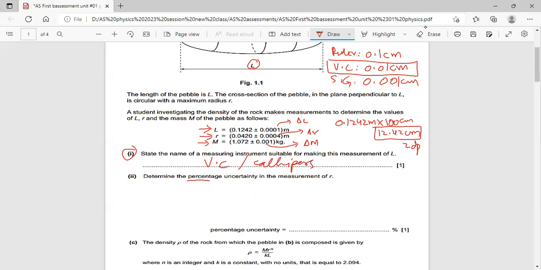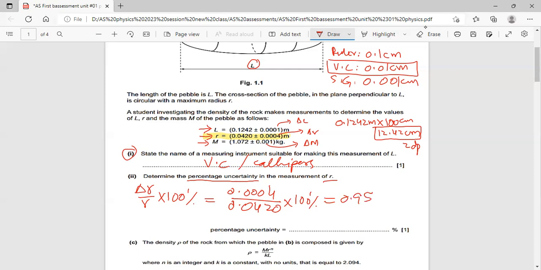Next, you have to find the percentage uncertainty in R. It is delta R over R times 100%. This is known as the percentage uncertainty in R. Delta R is 0.0004, and R is 0.0420, multiplied by 100%. So your answer comes out to be 0.95%.